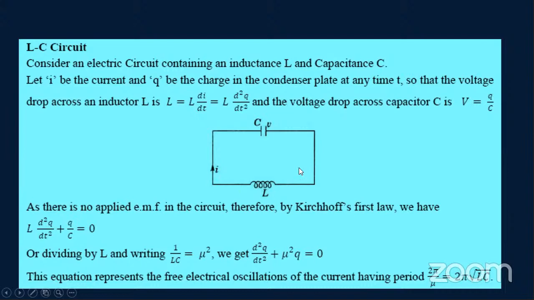As you can see in this circuit, there is no applied electromotive force EMF. Therefore, by Kirchhoff's first law, we have L d square q by dt square plus q by C equal to 0. Dividing by L and writing 1 by LC as mu square, this can be written as d square q by dt square plus mu square q equal to 0. So this equation represents free electrical oscillations of the current having a period 2 pi by mu, and that is given as 2 pi into root LC.